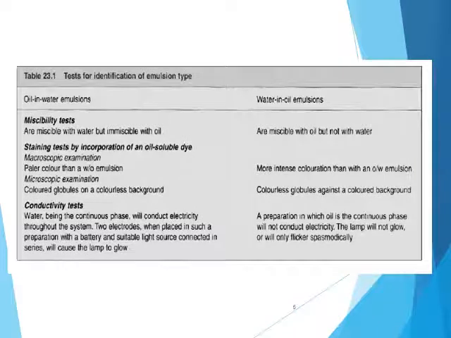This table is showing how the different tests are working. So the miscibility test, in case of oil and water emulsions, and in case of water and oil emulsions. So please read this table carefully because it's very important for the identification of the different types of emulsions.